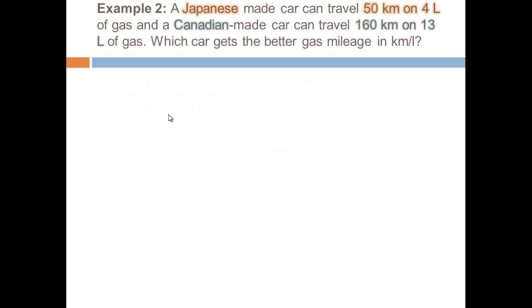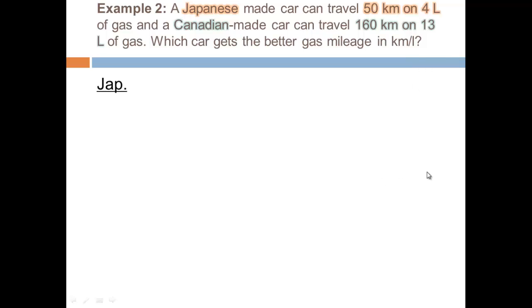Okay, our next example: we're told about a Japanese-made car that can travel 50 kilometers on 4 liters of gas, and a Canadian-made car that can travel 160 kilometers on 13 liters of gas. Which car gets the better gas mileage in kilometers per liter? And there's a little typo, I believe, in your notes, so fix this up right here.